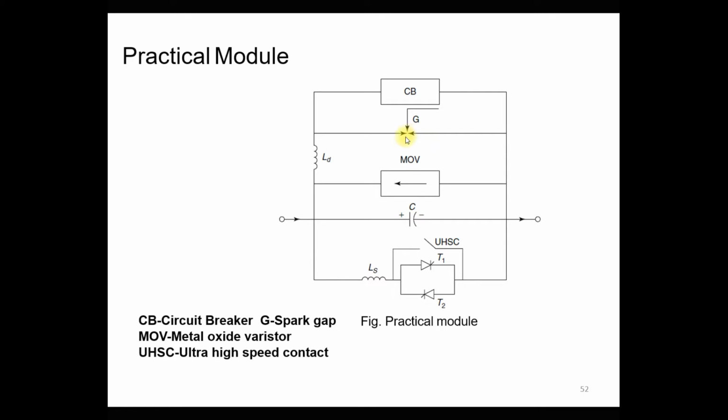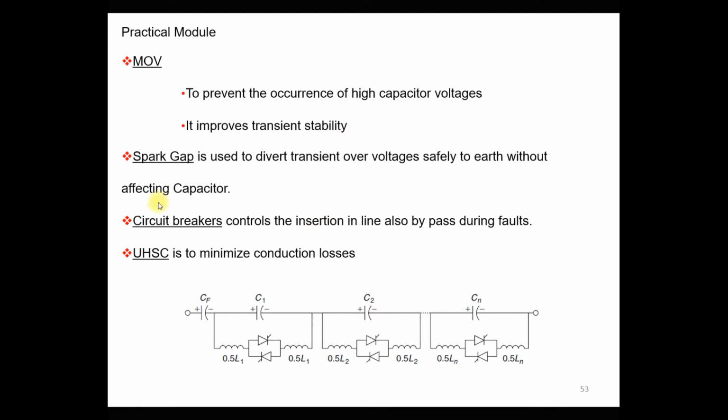So when a transient voltage happens, the whole current is diverted through this spark gap, and that protects the capacitor against this transient overvoltage during connection or disconnection of the capacitor into the line. That type of transient overvoltage is created. So this spark gap provides the protection against the transient overvoltage.